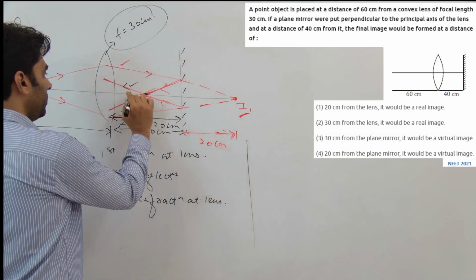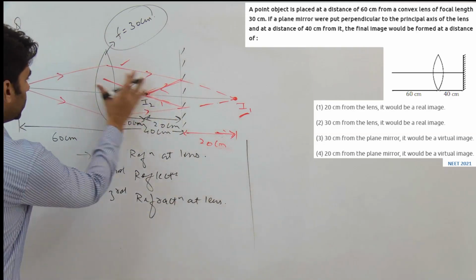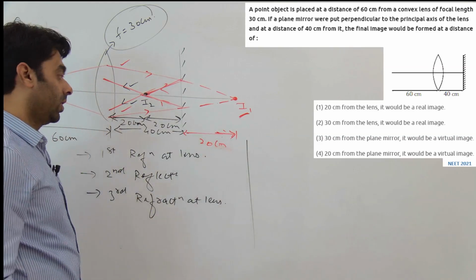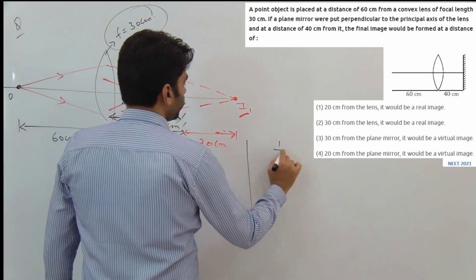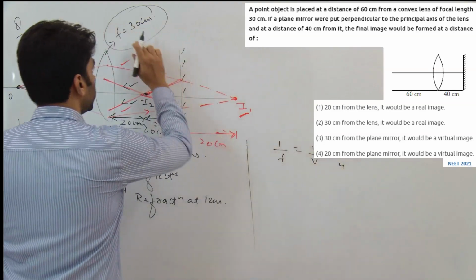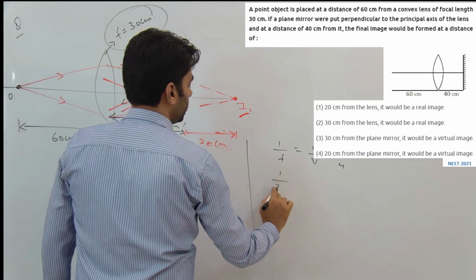Now let us find out our final image. Basically the final image will be on the basis of these rays, because once the light rays cross the lens, there is nothing over here, so that will give us the final image. Let us apply the lens formula: 1/f = 1/v - 1/u. Focal length for this one is 30, it's biconvex, so obviously it will be positive.